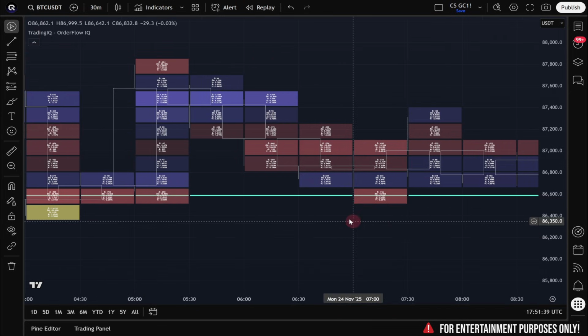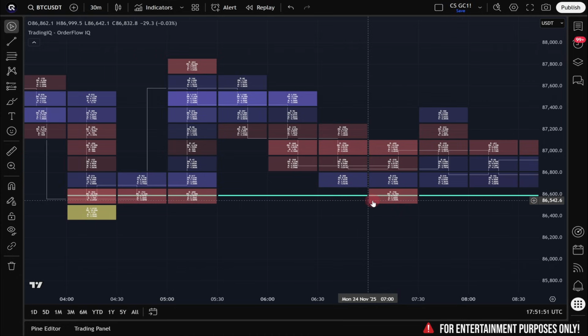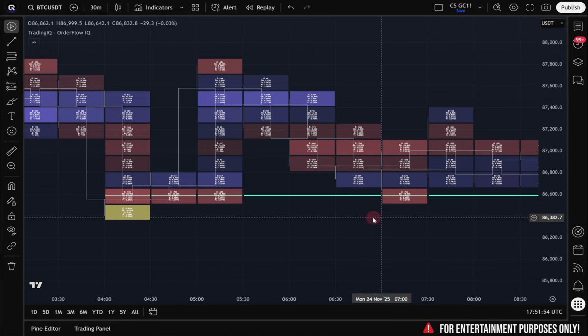And we can even see on the next test of this price zone, market sellers pushed price into the liquidity shelf, and once again, buy-side liquidity absorbed market sells. But here's the important caveat to all of this.